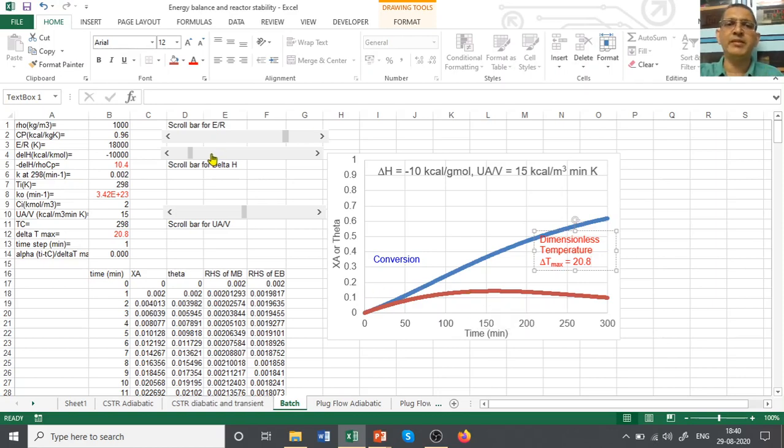Now we'll see what happens as I increase delta H. So minus 10,000, let us increase it to minus 20,000.